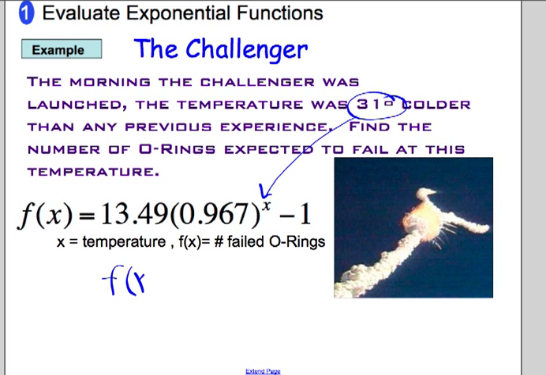Hopefully, you decided that the number of failed O-rings was somewhere around 3.8. So we could say 4 O-rings failed, and that's why this space shuttle exploded.